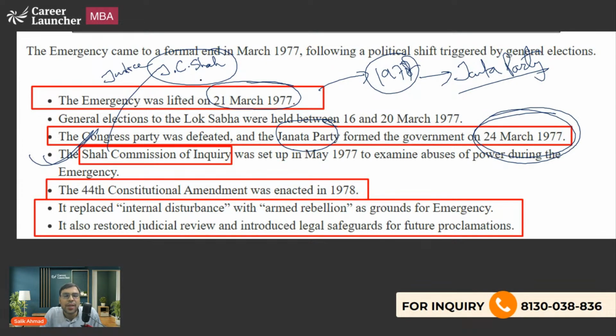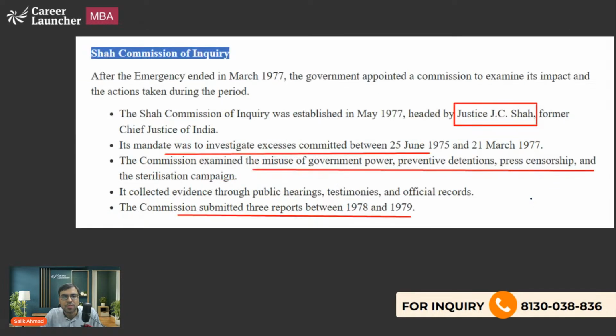So under him, a committee was set up to inquire about the misuse of power that was done during the emergency. Not only that, the Janata Party government made the 44th Amendment in 1978, which brought a lot of changes and safeguards, like replacing internal disturbance with armed rebellion and restoring the judiciary's power. That is what you should be knowing.